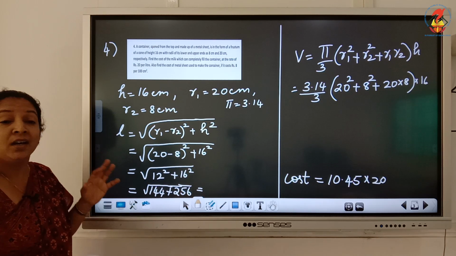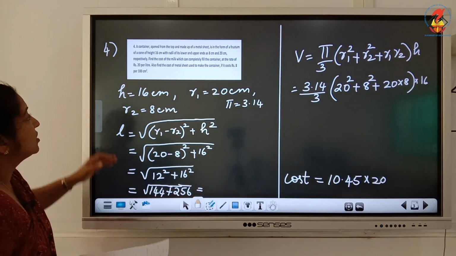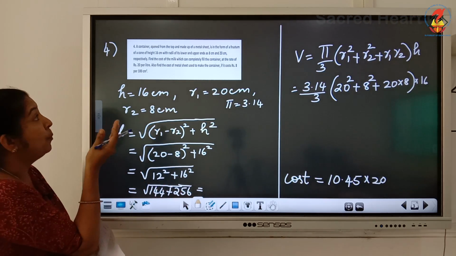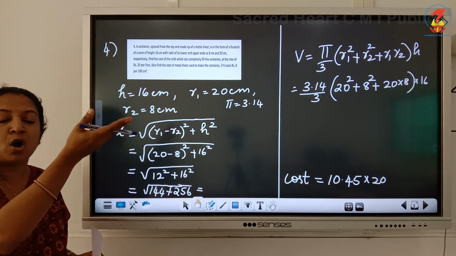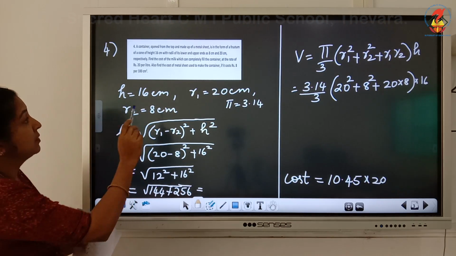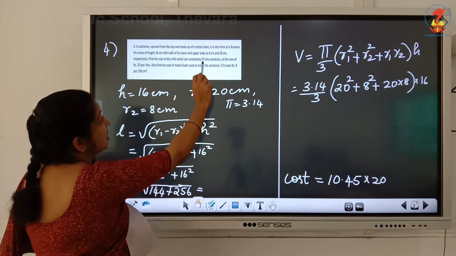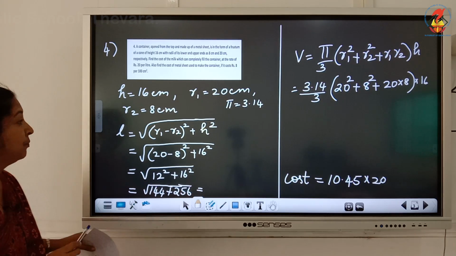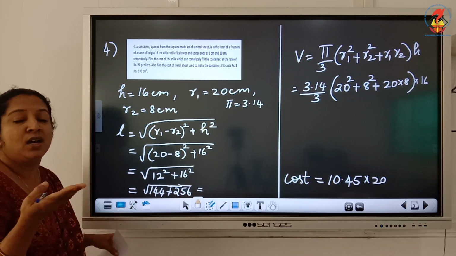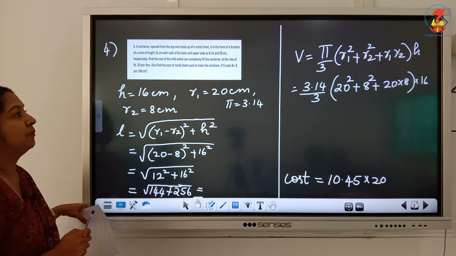What is given? First, it is given a frustum. What else is given? The height is given as 16 centimeter and radii of its lower and upper ends. A container opened from the top. Top is opened because it is a container. It's given lower ends first, which I have taken as 8 centimeter, and upper ends is given as 20 centimeter. So radius of the upper end is 20 centimeter and radius of the lower end is 8 centimeter and lower part is closed.